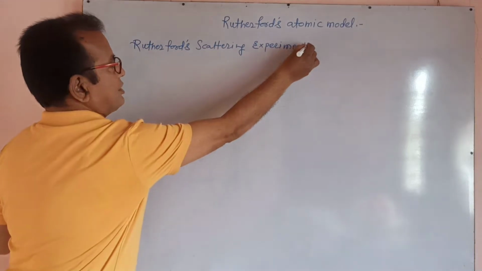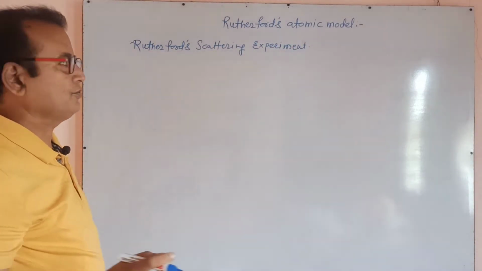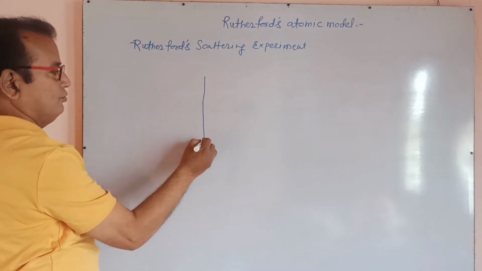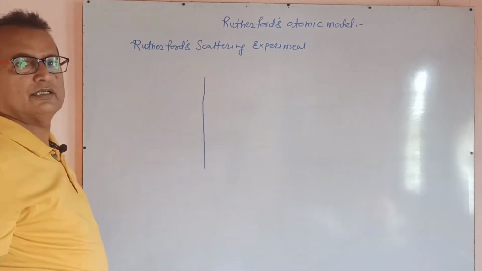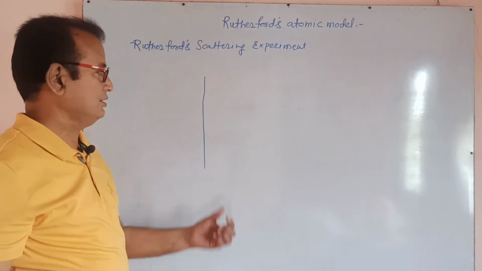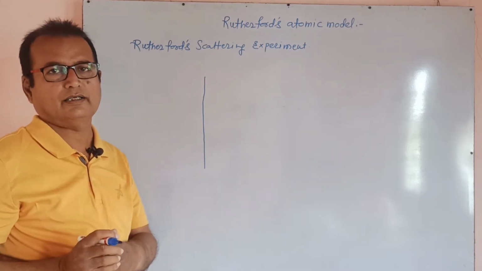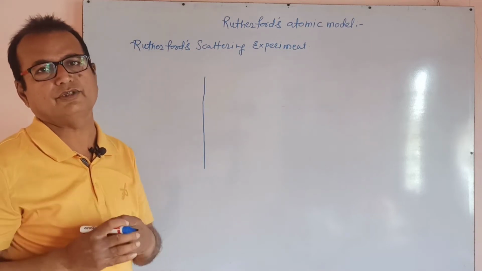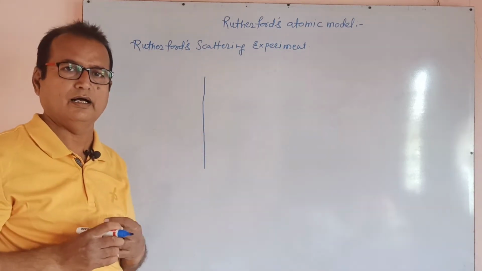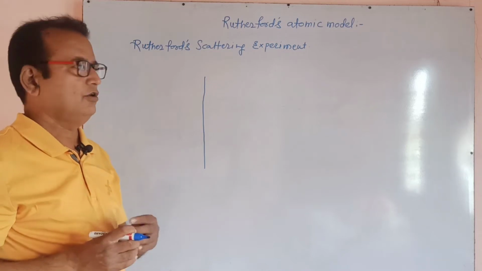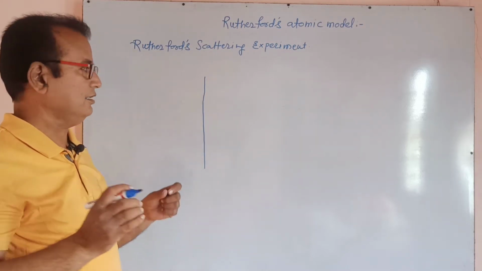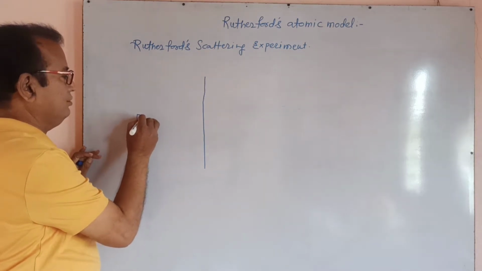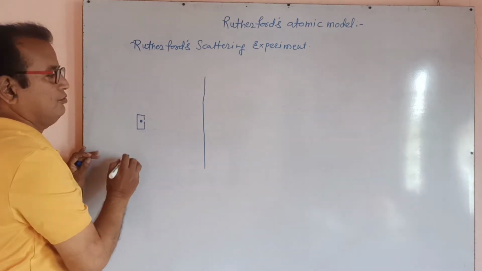In this Rutherford scattering experiment, Rutherford took a thin gold foil. He took a thin gold foil because it is more malleable, and to observe the number of atoms connected with each other in a particular area, which is to be studied. And he took a radioactive source.